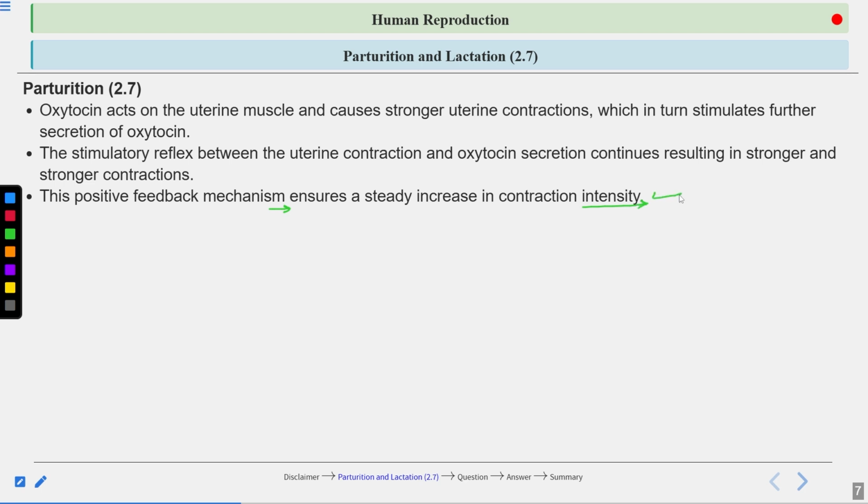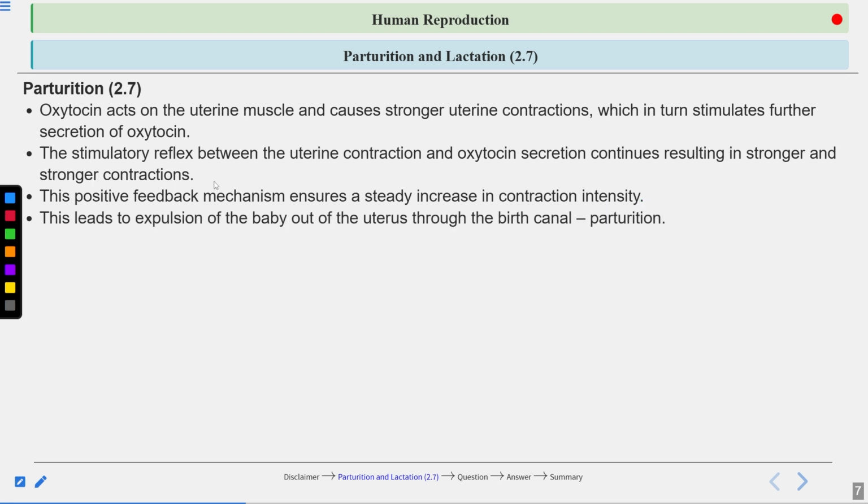So you can see everything is so nicely coordinated and controlled. This leads to expulsion of the baby out of the uterus through the birth canal. This process is known as parturition, which is simply childbirth. The baby is expelled out of the uterus through the birth canal. The birth canal is made up of the vagina and the cervical canal. This process is known as parturition, meaning childbirth.